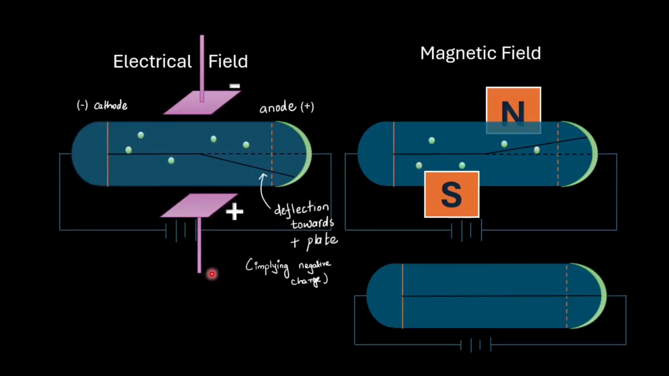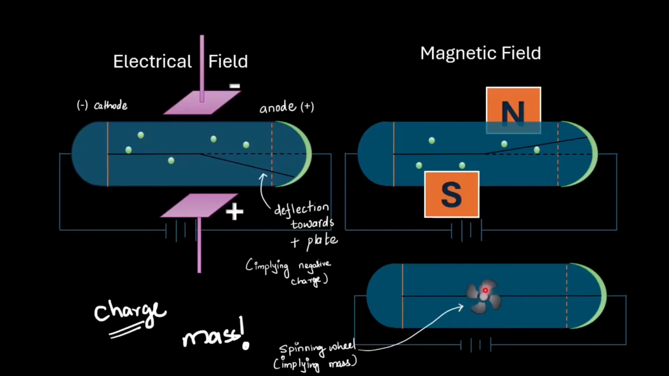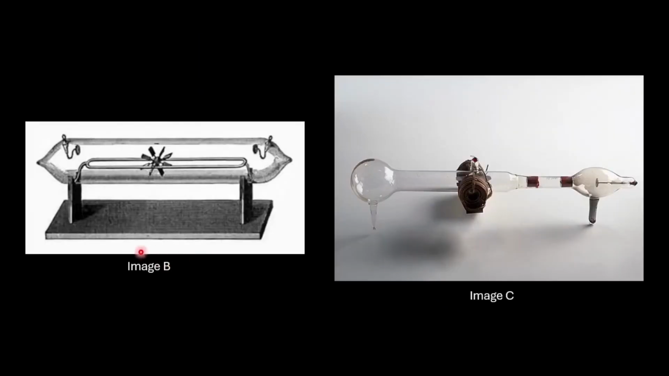Finally, it was observed that not only do cathode rays have charge, but they also have mass. This was observed by placing a small wheel in the path of cathode rays, and it was observed that this wheel began to rotate whenever cathode rays were emitted. This is the actual experimental setup of the cathode ray experiment.